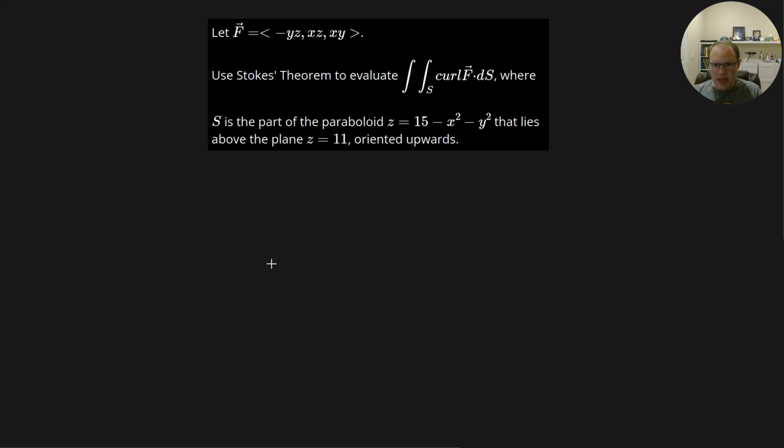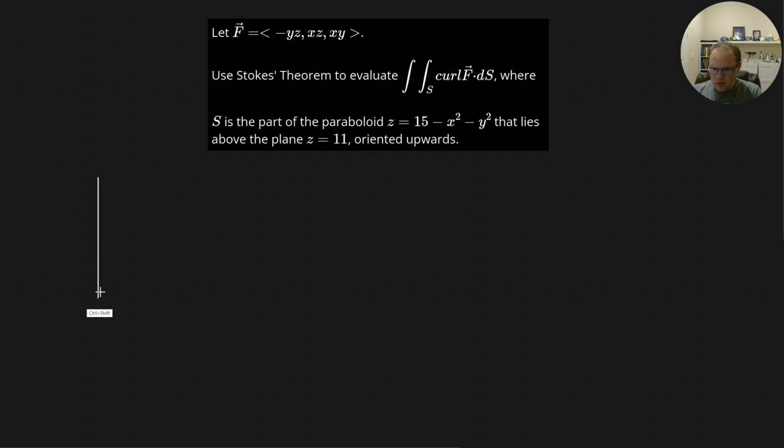Here, let's let f be the vector field with components negative yz, xz, and xy. We're going to use Stokes' theorem to evaluate the flux of the curl of that vector field through surface S, where surface S is the part of the paraboloid z equals 15 minus x squared minus y squared that lies above the plane z equals 11, oriented upwards. Okay?